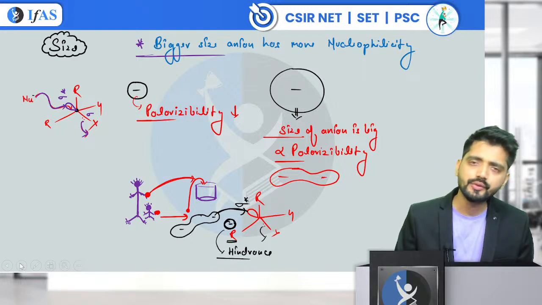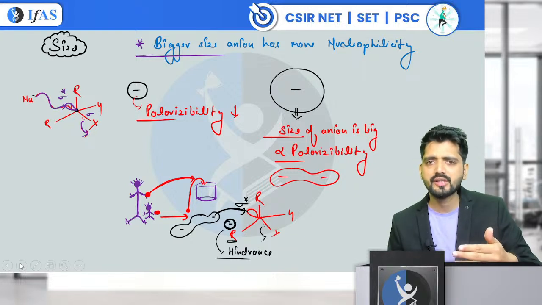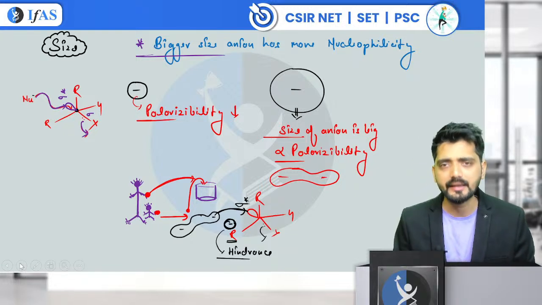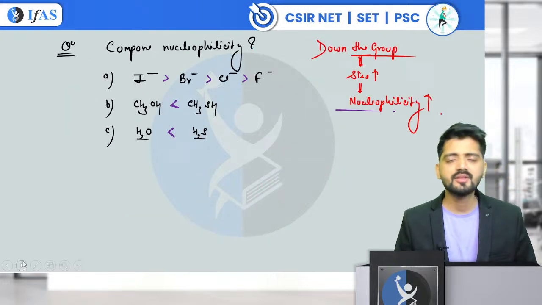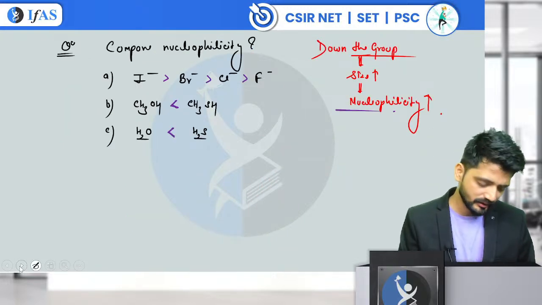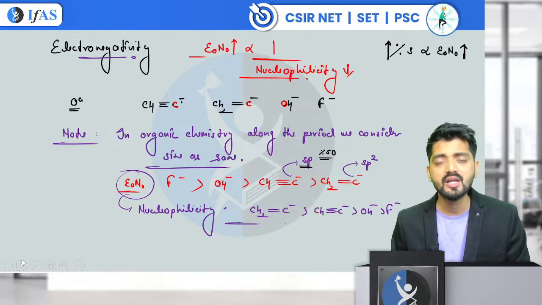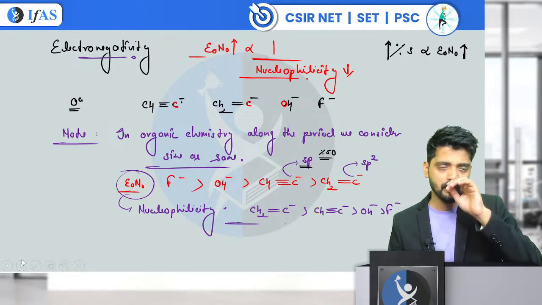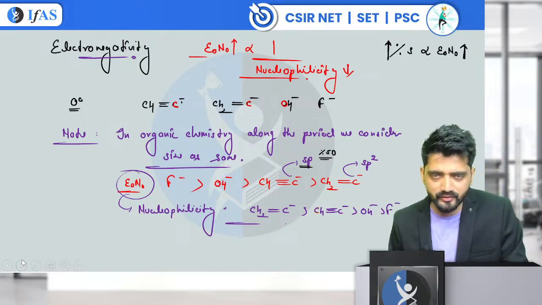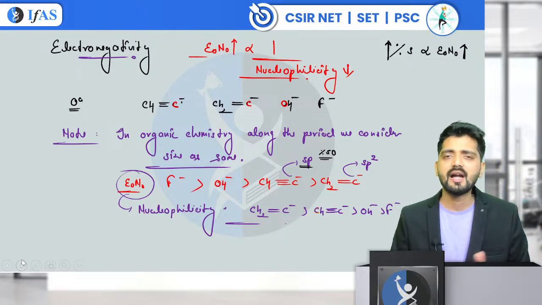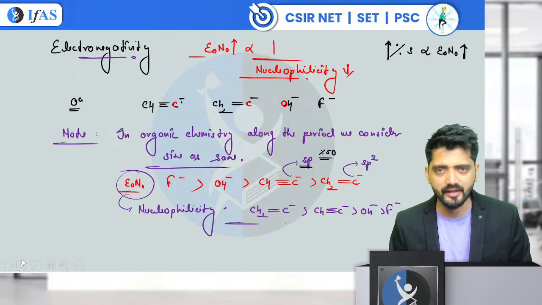Usually books also write it as: if you move down the group in the periodic table, the nucleophilicity increases. Now, this was about size. Sometimes the size factor does not work, and then we go with electronegativity. What does electronegativity suggest? If the electronegativity of a center is very high, it means its nucleophilicity is going to be low. We say that in moving along the period, the deciding factor is always electronegativity.